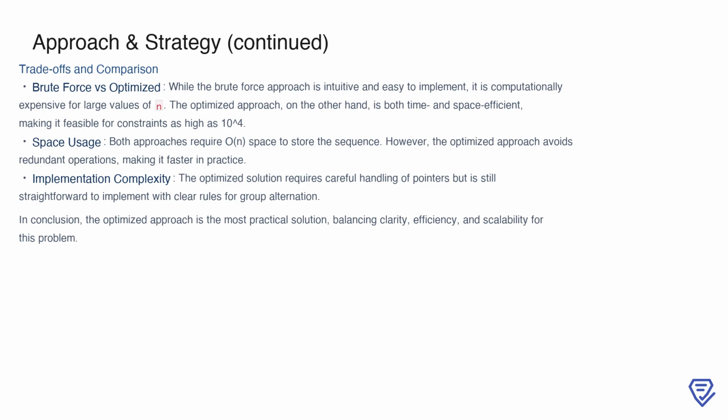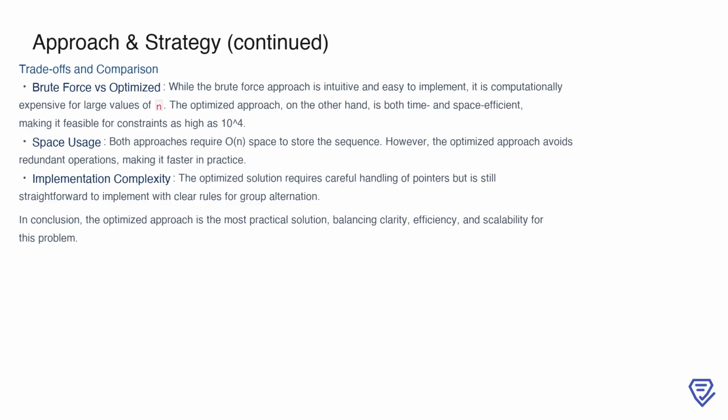Both approaches require O(n) space to store the sequence, but the optimized strategy eliminates redundant operations, making it faster in practice. From an implementation perspective, the optimized solution does require more careful handling of pointers and alternation rules, but it remains straightforward and achieves significant gains in performance. Ultimately, the optimized approach strikes the right balance between clarity, efficiency, and scalability, making it the ideal choice for solving the problem efficiently.